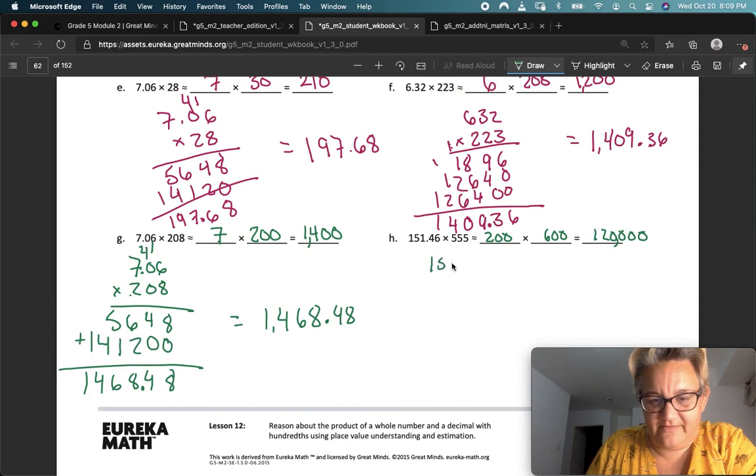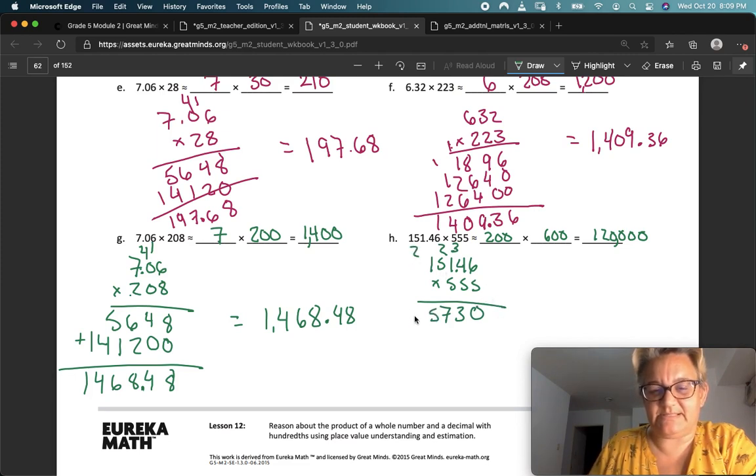Okay, 1, 5, 1, 4, 6 times 5, 5, 5. 5 times 6 is 30, carry the 3. 5 times 4 is 20, plus 3 is 23, carry the 2. 5 times 1 is 5, plus 2 is 7. 5 times 5 is 25, carry the 2. 5 times 1 is 5, plus 2 is 7.